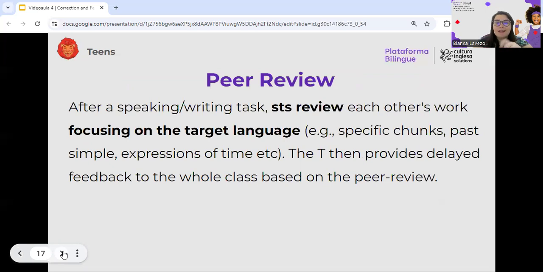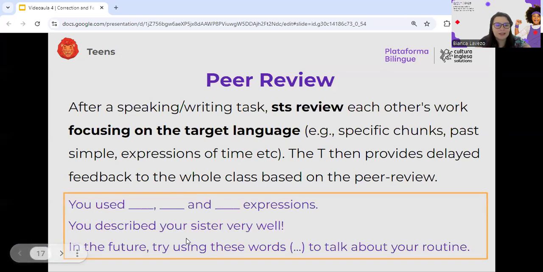focused is peer review. So let's suppose students have a speaking activity or a writing activity, and then you agree with learners before the task that they will have to review each other's work, focusing on the target language that you're teaching them. So maybe specific chunks, or the expressions of time or feelings or whatever it is. What is very important here is that the teacher needs to provide them with certain chunks for them to use during their peer review. So you can have something like this.